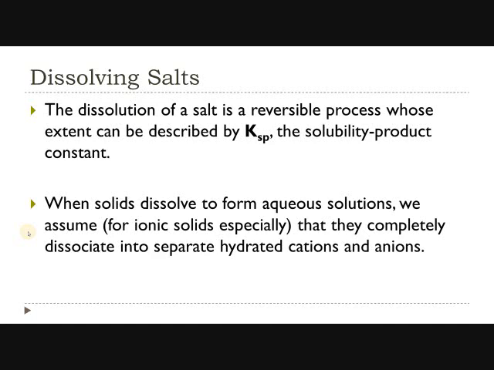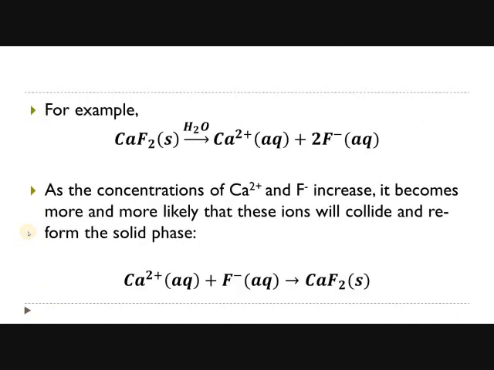Remember that in Chem 1 we watched a video showing that the ions become surrounded by water molecules, and that's what it means to be hydrated: they are surrounded by water molecules and can't go back together anymore. An example we have is calcium fluoride solid. The arrow with the H2O just means it's being added to water, and when it's dissolved, it'll break into its two ions, the calcium ion and, for balancing purposes, two fluoride ions.